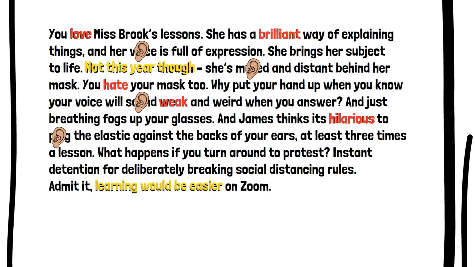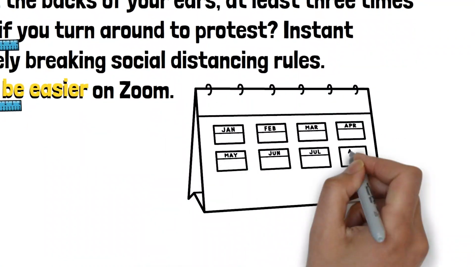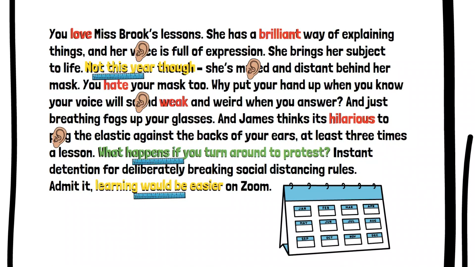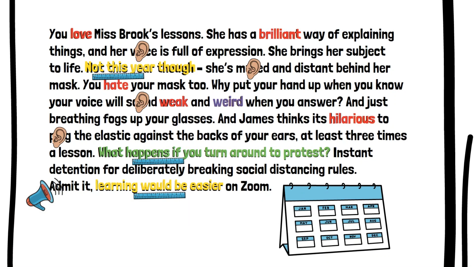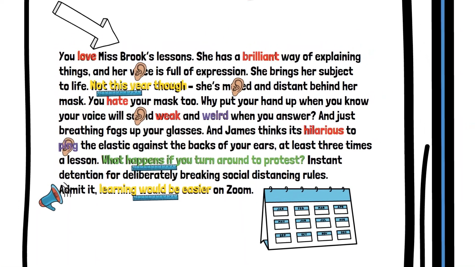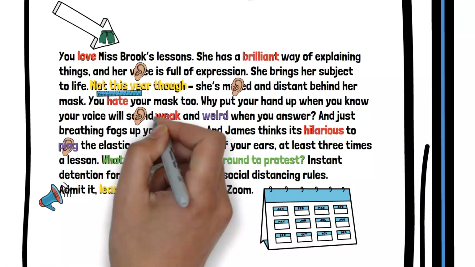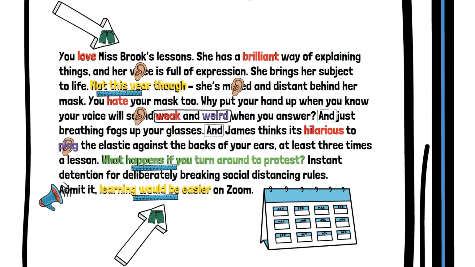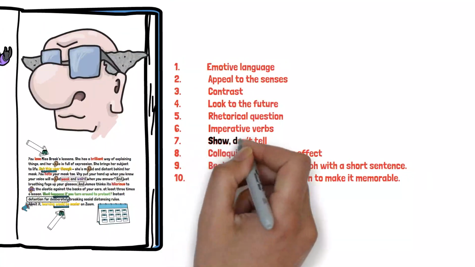Not this year, though. Learning would be easier. Most students will only write about the present, so you are going to write about the future. Naturally, we love a rhetorical question. Use imperative verbs to tell your reader what to do. Play with colloquial language, but only for effect. You can create a real cool contrast and symmetry by starting and ending the paragraph with short sentences. And to make your writing memorable, use repetition and alliteration. And because anecdote is a story, the whole thing has been a case of show, don't tell.